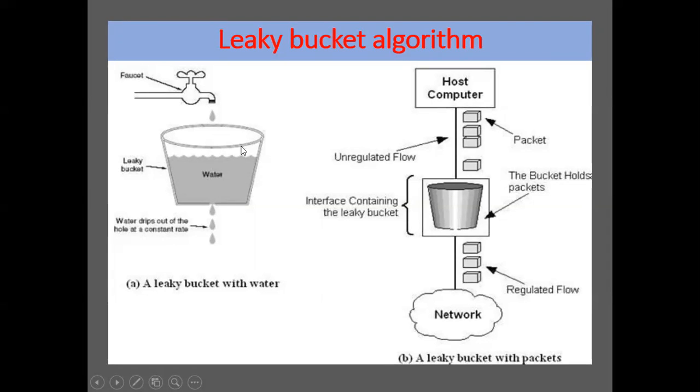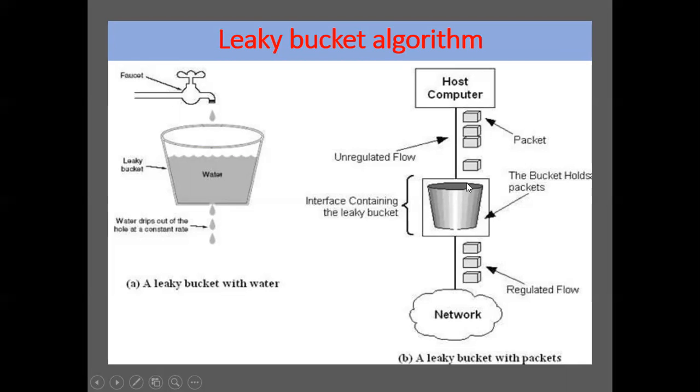Let's consider the same scenario for a network. Here, the interface contains the leaky bucket. Assume that the host computer is sending packets in an unregulated flow. We are getting the packets in an unregulated manner, meaning sometimes we'll get only one packet and sometimes the host computer will send 10 packets at a time. In order to avoid this unregulated flow, we'll use the leaky bucket concept here.